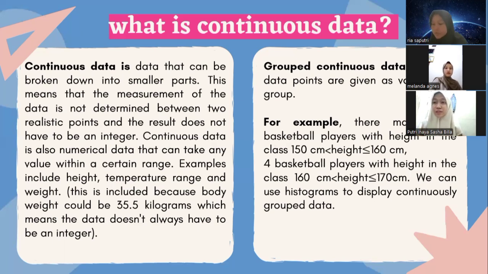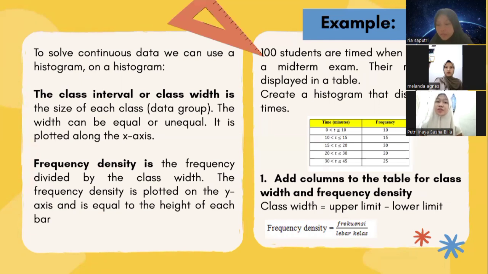For the example, there might be 7 basketball players with height in the class, height greater than 150 and smaller than or equal to 160. For basketball players with height in the class, height greater than 160 and smaller than or equal to 170. We can use a histogram to display continuous group data. Next, to solve continuous data, we can use a histogram.